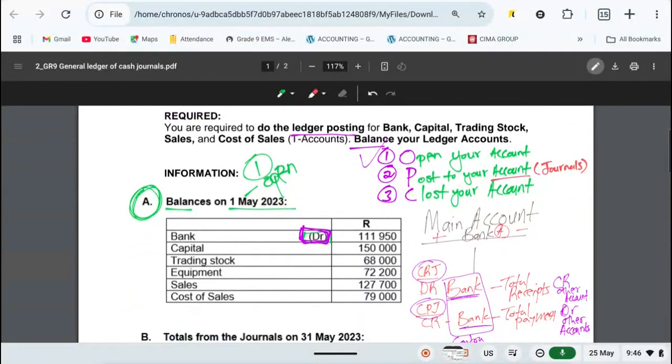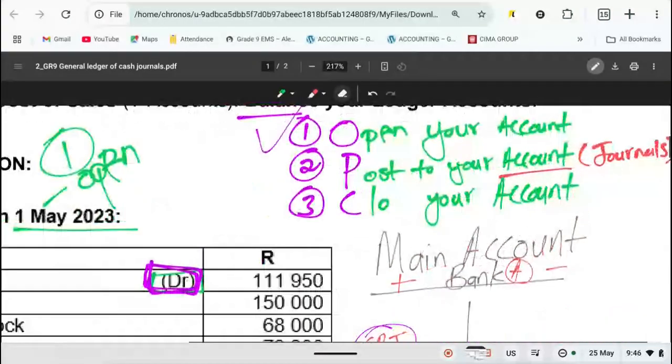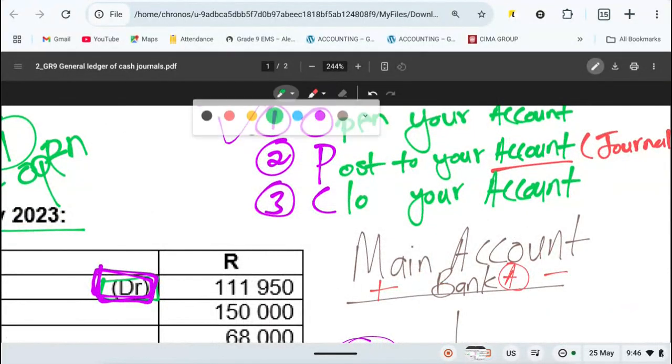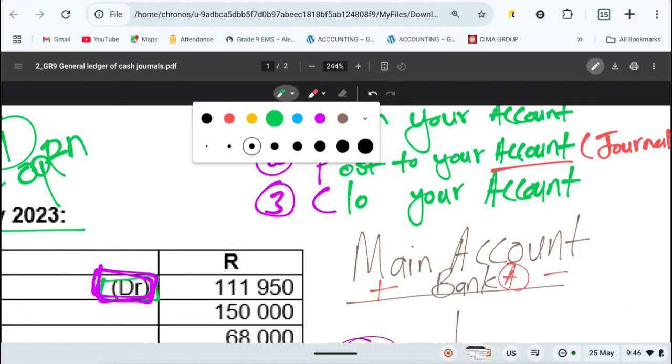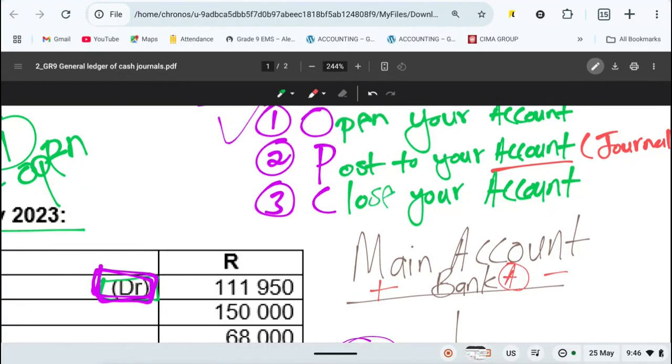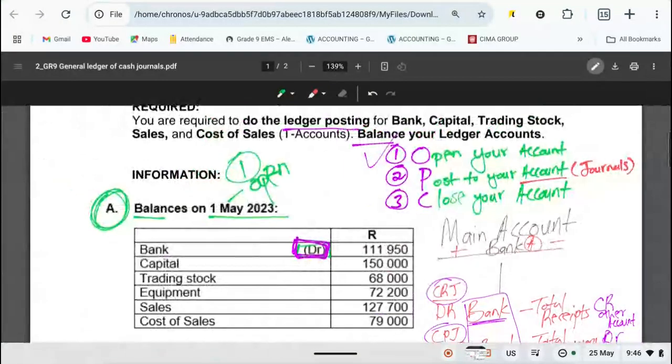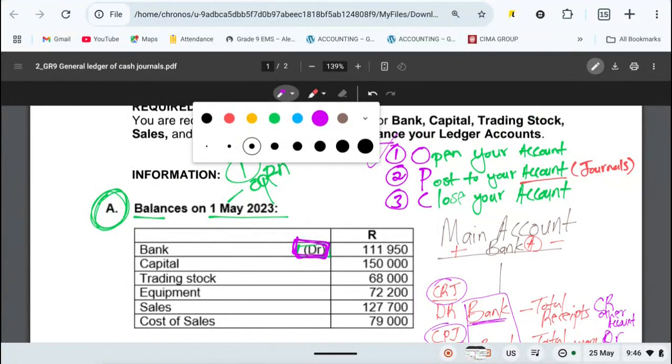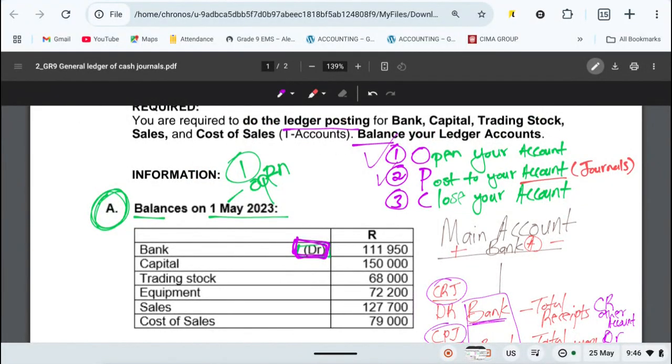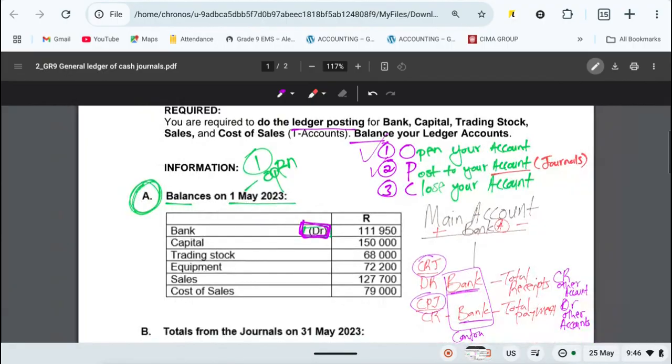Okay guys, we are back with the final chapter. Okay, I made a mistake here. It's close now, so it's close. We are going to discuss how we close off the account. Okay, it's close your account. So we are done with this one. Now we are going to step number 3, and that is to close your account.